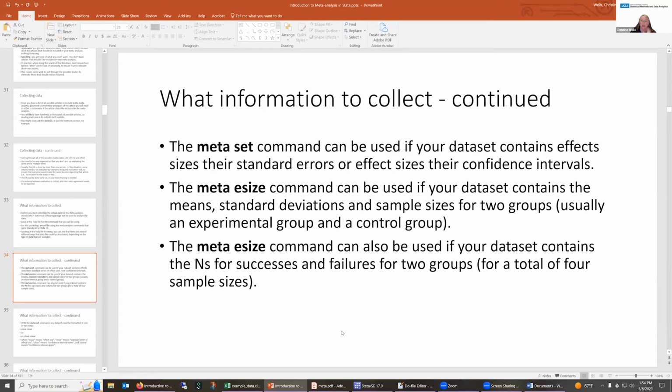All right. So there's the metaset command. You can use meta esize, which is what we're going to be using today because our data set contains mean, standard deviations, and sample sizes for two groups. The two groups are usually called experimental group and control group, but that doesn't mean that's what they have to be. That's just the way they're referred to. So there's some sort of common terminology.